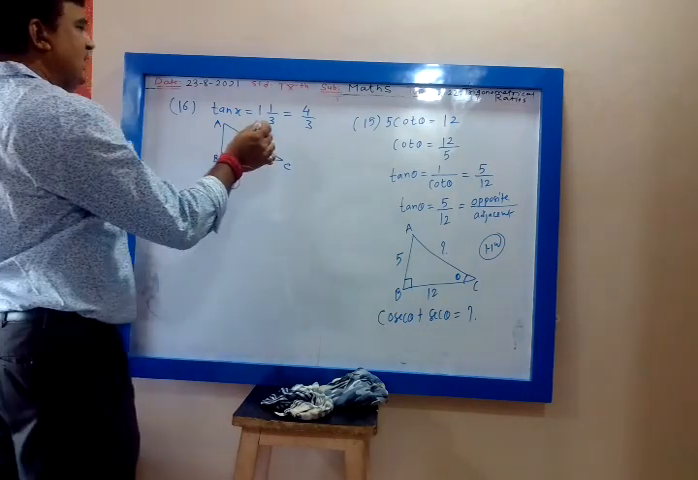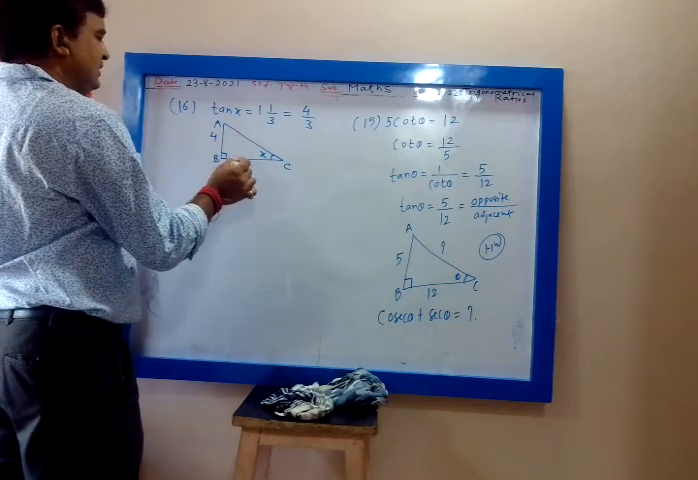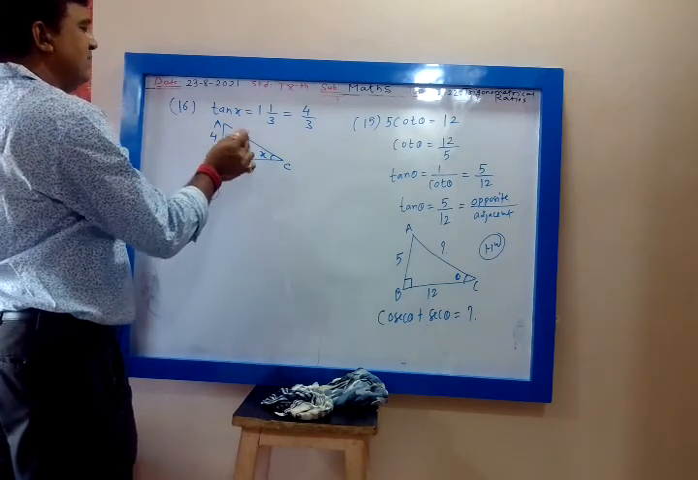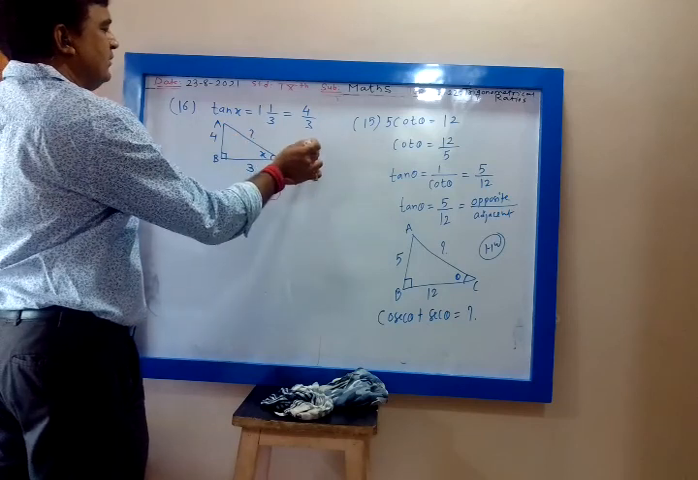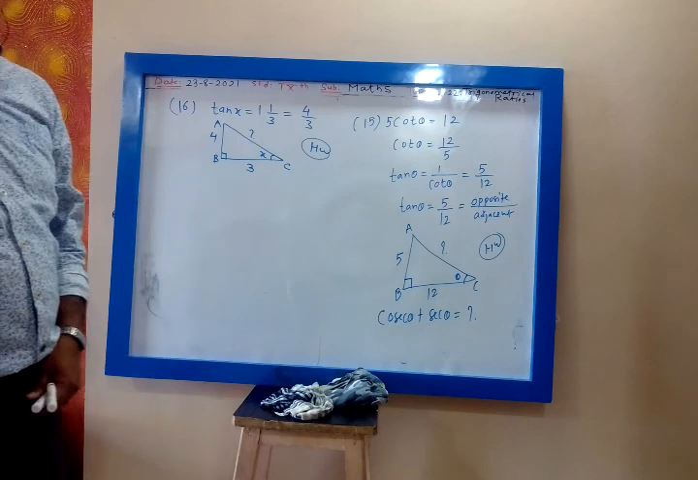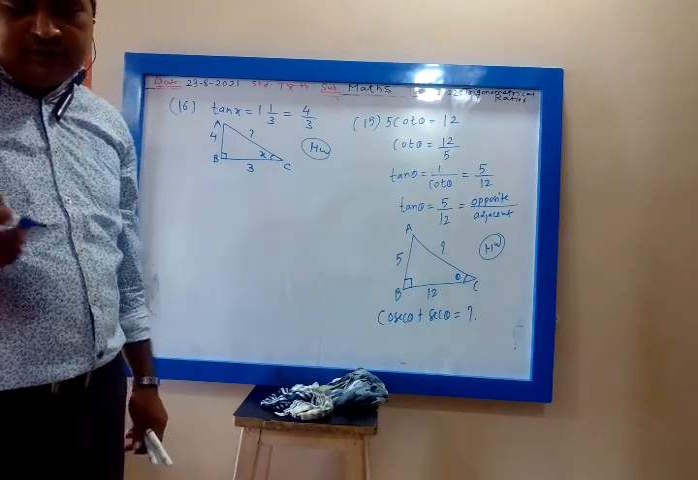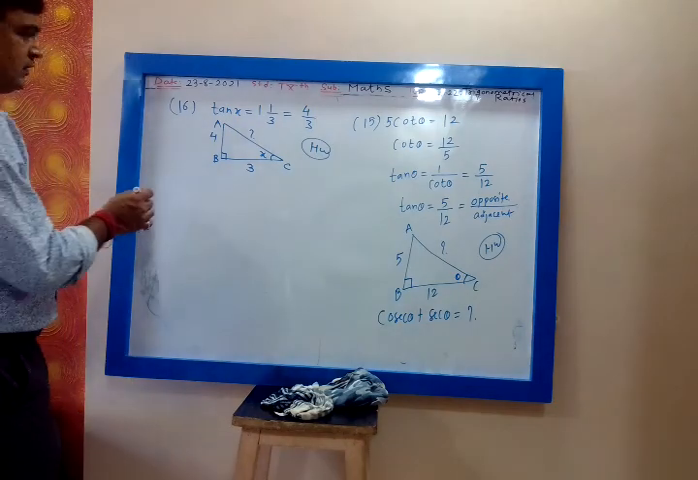So tan is opposite upon adjacent, correct? 4 by 3, 4 and 3. Find this using Pythagoras theorem. Homework: find the value of sin square x minus cos square x plus 2. Find sin x, cos x, substitute the values and simplify. Now 17th.